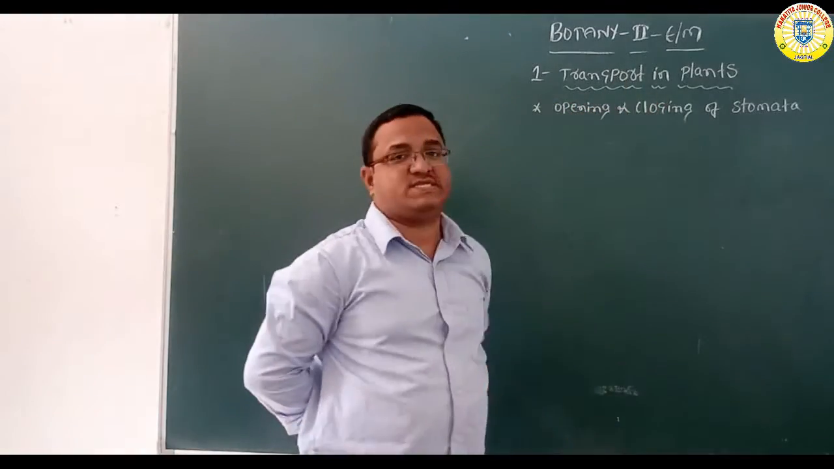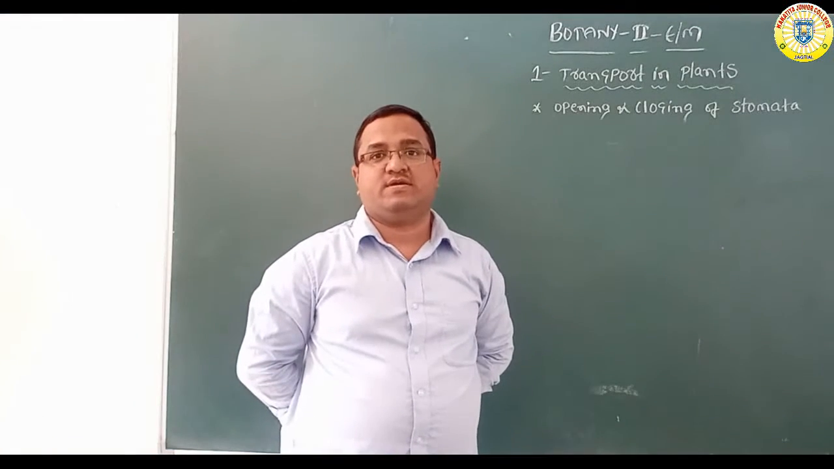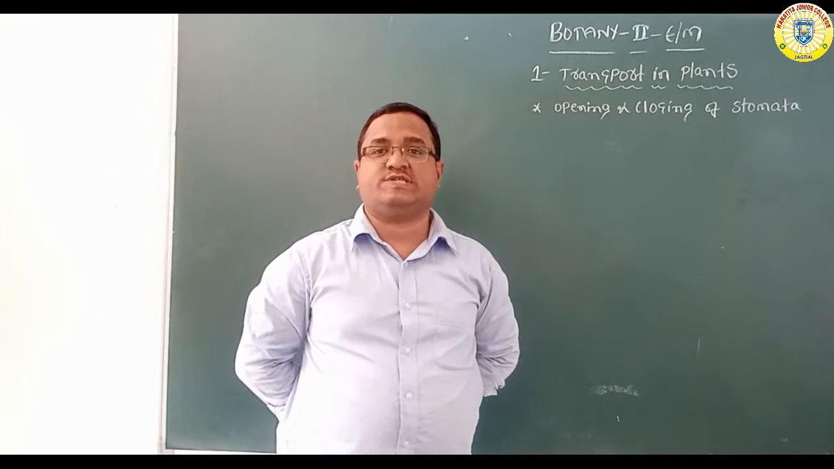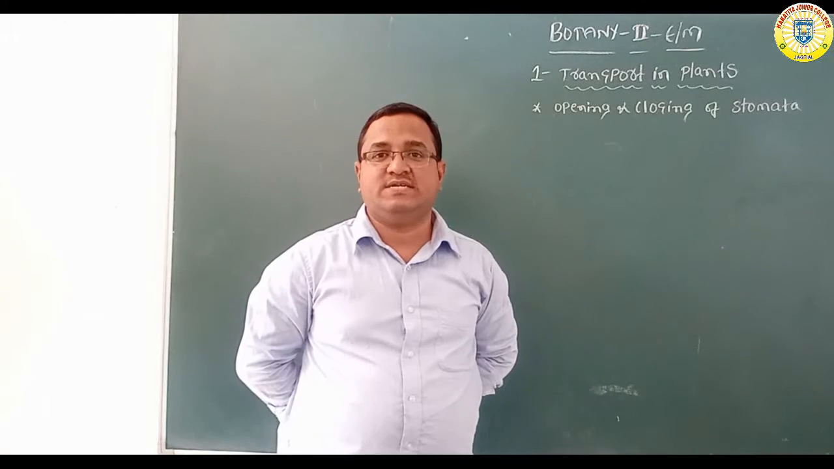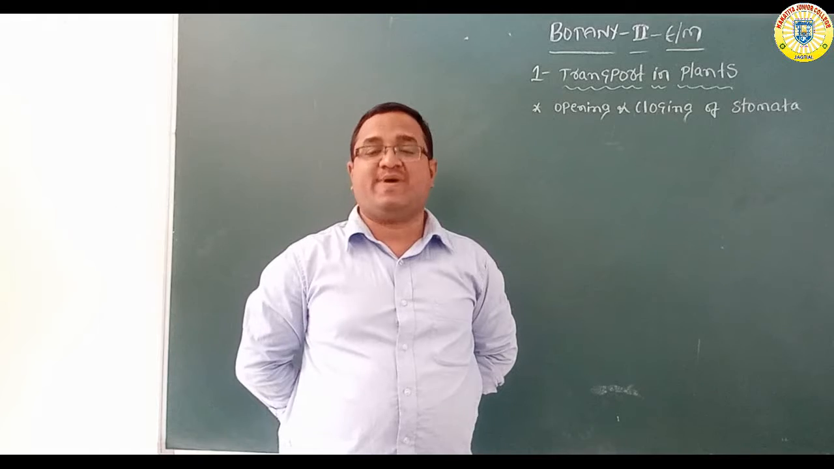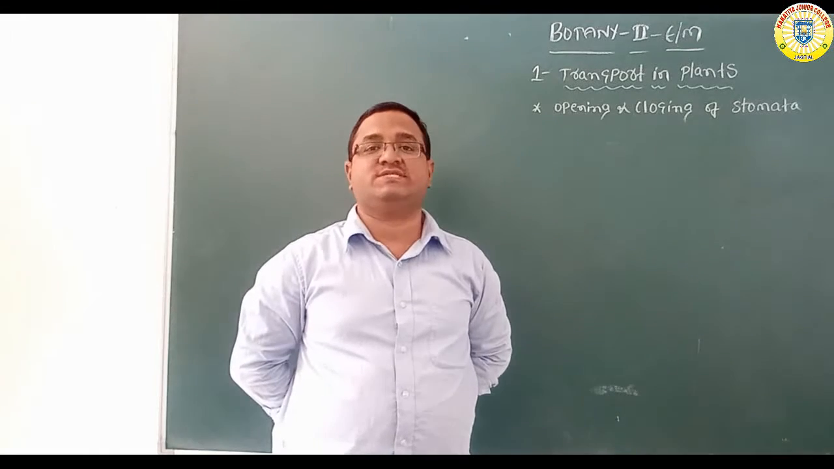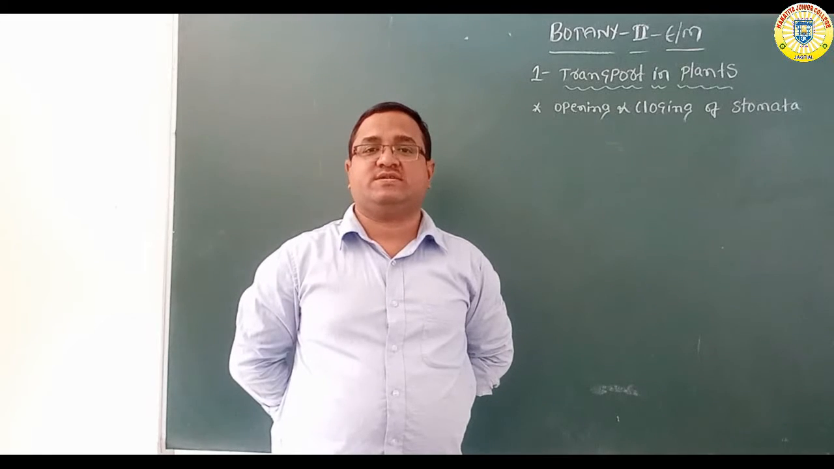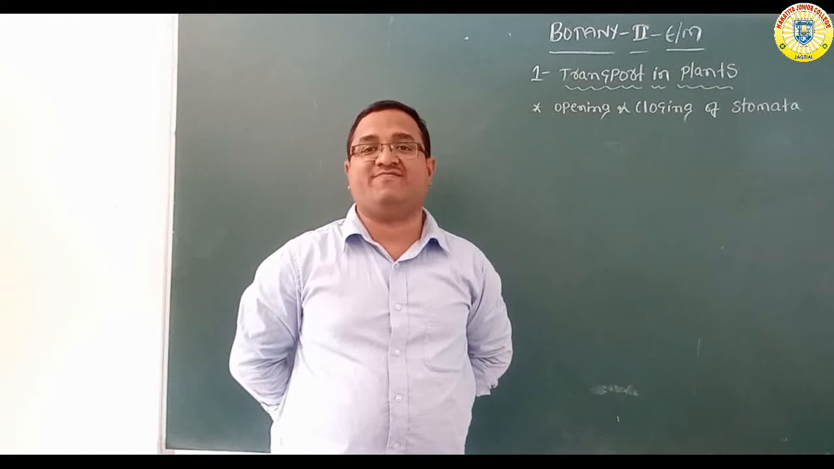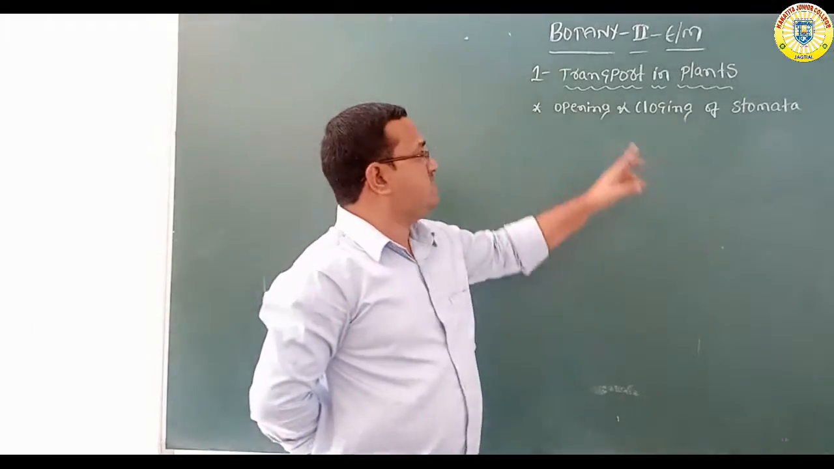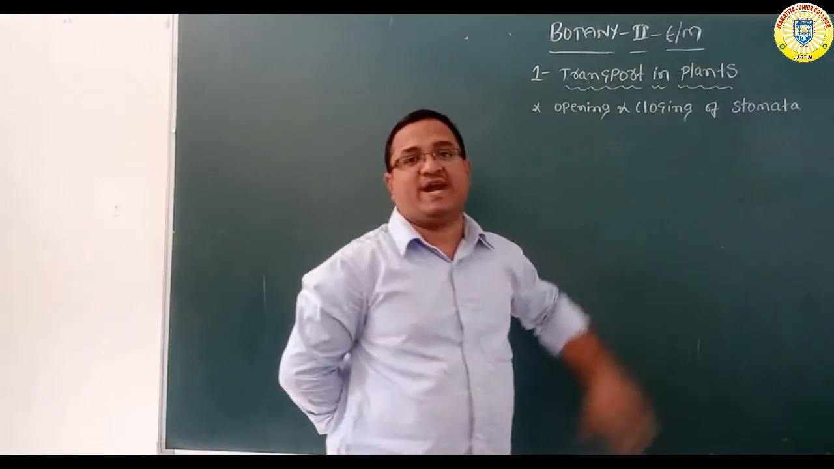Transport in plants. In the first chapter, we discussed how water is absorbed by the roots by two systems, the apoplast system and the symplast system. About these apoplast and symplast systems, diagrams, explanation, everything we discussed in the last class. Now today's class is a continuation of the first chapter with a new topic. The new topic is opening and closing of stomata.